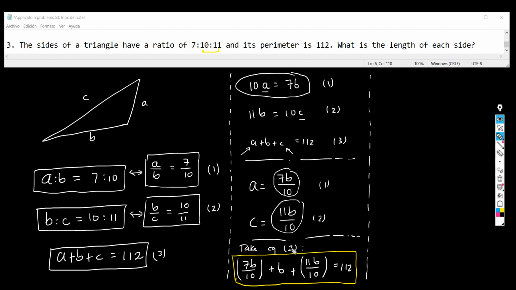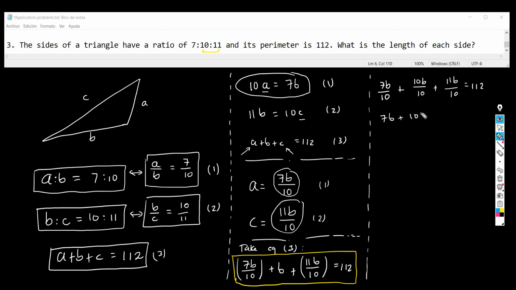I'm going to do the same trick that I did a moment ago. I'm going to write 7b over 10 plus b, but I'm going to write this b with the same denominator as these two other fractions. I'm going to do this. Look, 10b over 10. You see? Because this is the same as b. When you cancel this 10 with this 10, you get b, right? So it's the same. This and this are the same. And the reason I wrote it in this way is so I can add with the other two fractions which have denominator 10. You see? Nice.